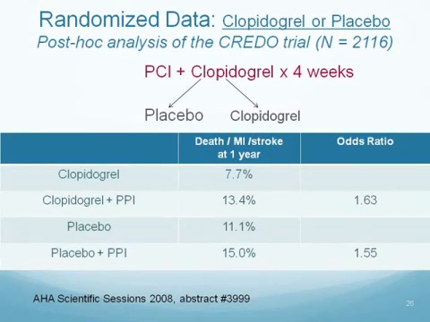And what was interesting in this particular retrospective analysis was that they suggested not only an increase in death, MI, or stroke in the combination of clopidogrel plus a PPI, but there was also an increase in death, MI, and stroke in the people that were on placebo plus PPI. So that raised the question, well, is this really a drug interaction with PPI and clopidogrel, or is there something that PPIs are doing in and of themselves?